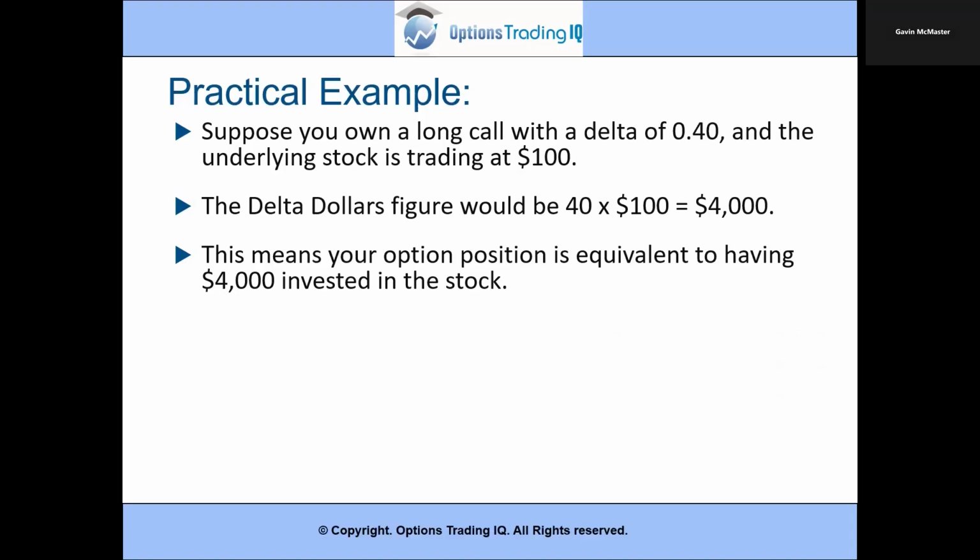Doesn't mean your risk is $4,000. It doesn't mean you can lose $4,000. It just means your directional exposure at that point in time is equivalent to having $4,000 invested in the stock. So you might be starting to understand why it's important.